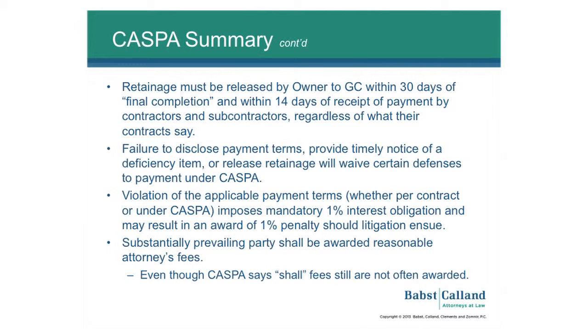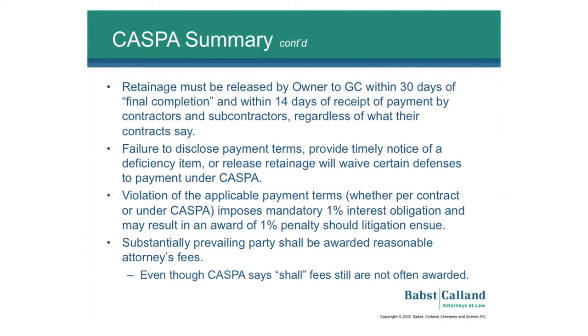Violation of the applicable payment terms requires a mandatory 1% interest, and it also could result in a 1% penalty if the case actually ensues to litigation and the party claiming the right to payment is successful. As those of you who are involved in litigation on construction projects know, they often can drag on for years or longer sometimes. So 2% a month can add up pretty quickly. So it's important that you comply with the notice requirements under CASPA to make sure that you're affording yourself all of the protections that it gives you.